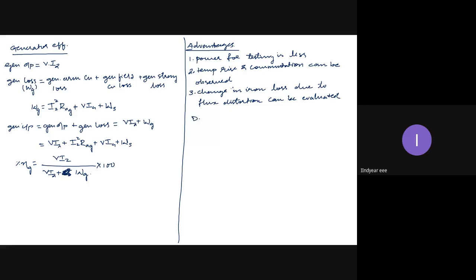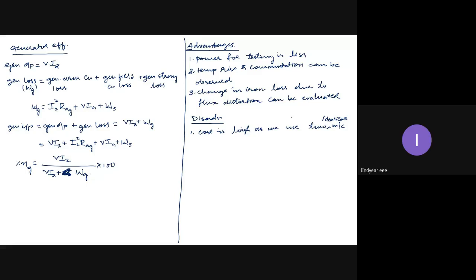Disadvantages: initial cost is high. That is the only disadvantage. Cost is high as we use two machines. Two identical machines, that is important. Suppose I want to develop a motor for a dedicated application, and if I want to test it using Hopkinson test, I should be developing a generator of the same capacity only for the sake of testing. So therefore, initial cost will be high if this test is employed for specific application motors. For general purpose motors, no issues.